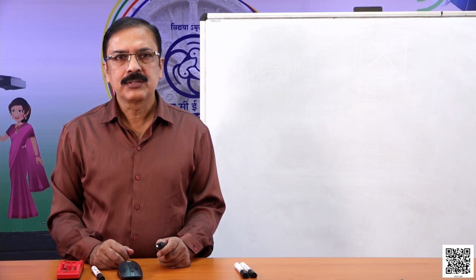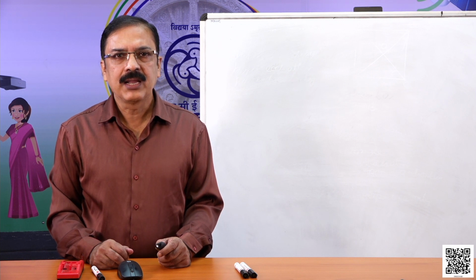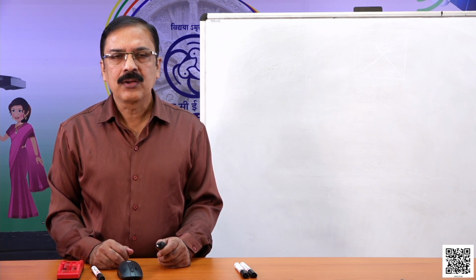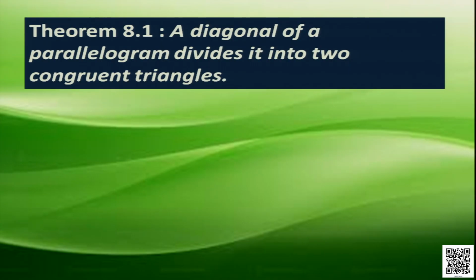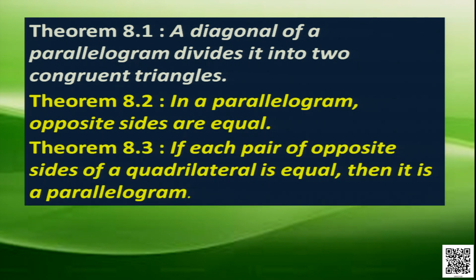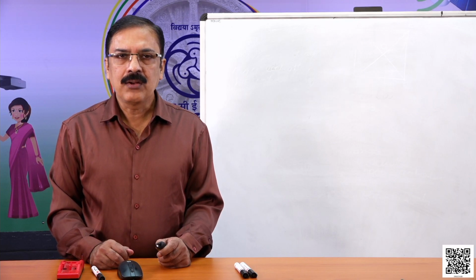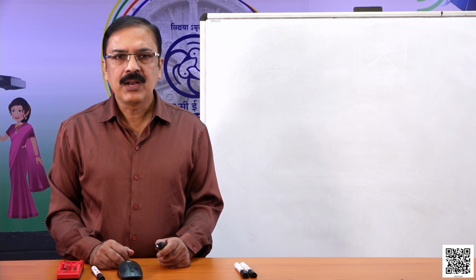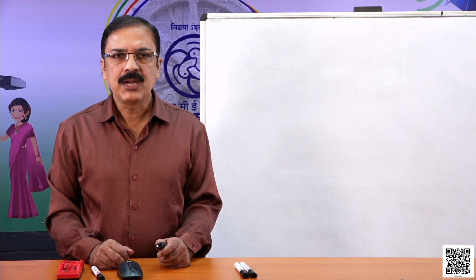Before going to discuss today's lesson, let's recap what we have learned previously. We discussed that a diagonal of a parallelogram divides it into two congruent triangles. In a parallelogram, opposite sides are equal. If each pair of opposite sides of a quadrilateral is equal, then it is a parallelogram. In a parallelogram, opposite angles are equal, and its converse is, if in a quadrilateral each pair of opposite angles is equal, then it is a parallelogram.